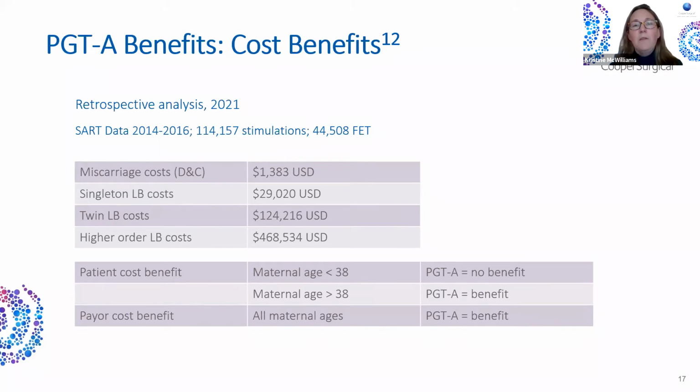And interestingly, on the payer side, either when insurance companies pay or government programs pay for IVF, PGTai would have provided a cost savings benefit for them across all age ranges. And this was driven very much by the additional costs of twin and higher order live births. And I think it also shows, at least in the United States, how much fertility funding is actually flowing to NICU units rather than to IVF clinics and to fertility treatment.